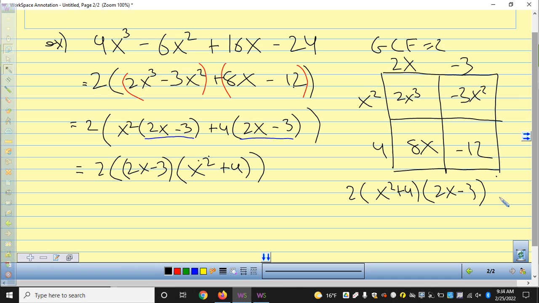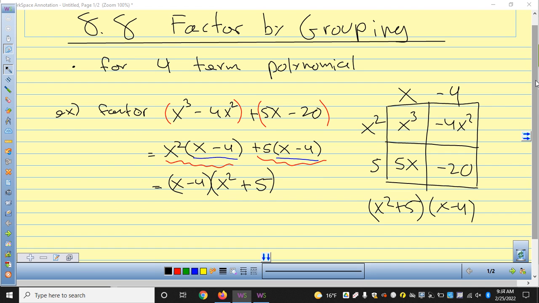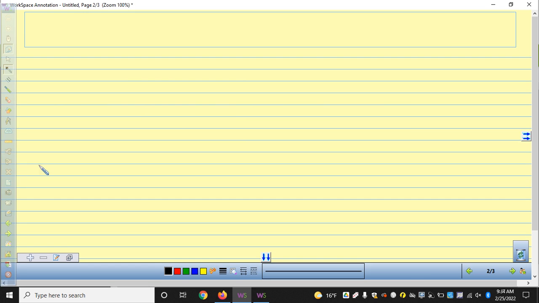Does it matter what order you put this in? It does not. And it also doesn't matter what order you put your stuff in this box. You can stack them this way, or you can do them this way, because you just pull out the GCFs. Yes? All right, let's do one more example, and then we'll be done.